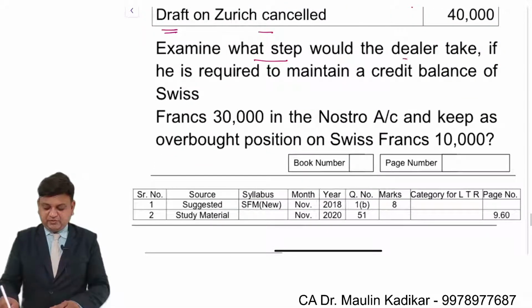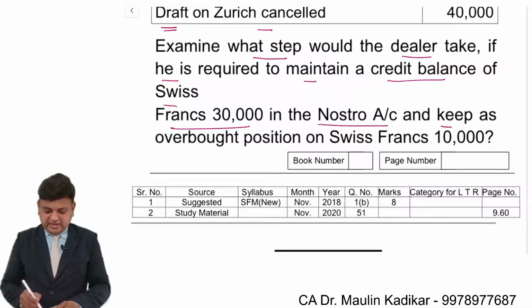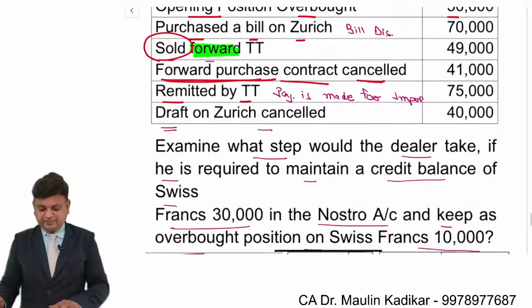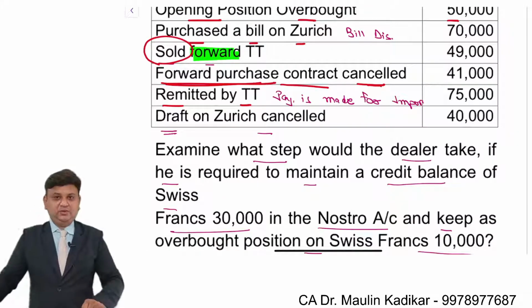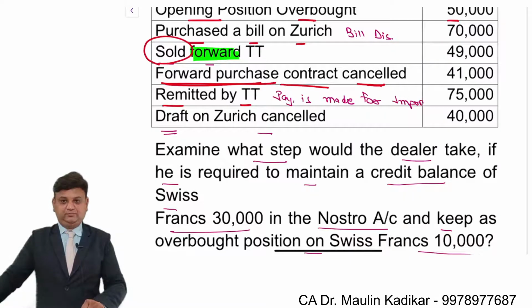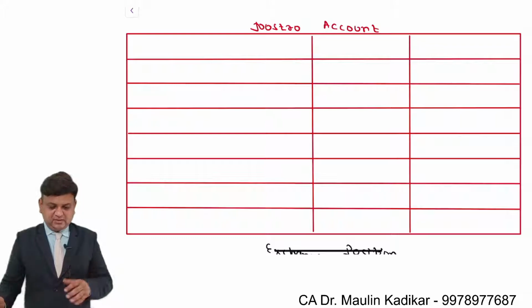Examine what steps the dealer would take if he is required to maintain a credit balance of 30,000 Swiss franc in the Nostro account and keeps an overbought position on the Swiss franc of 10,000. That is the question. Try to complete the answer on your own. Let us start doing the answer.